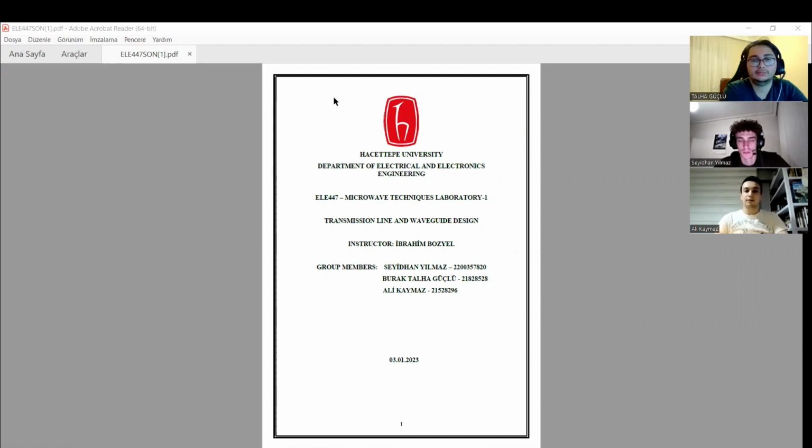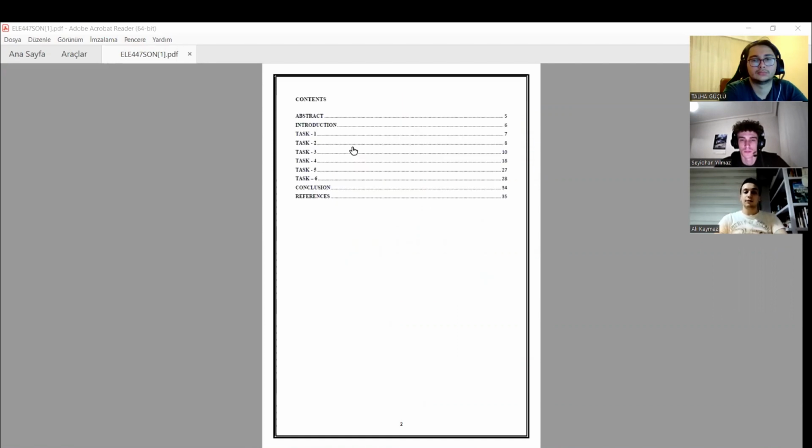This project is prepared in the scope of LF447 Microwave Techniques class. In this project, we are supposed to design transmission line and waveguide. We have 6 tasks to be solved. We have been given 2 parameters. These are frequency, which is 3 GHz, and dielectric constant, which is 2.94. Let's start with the first task.